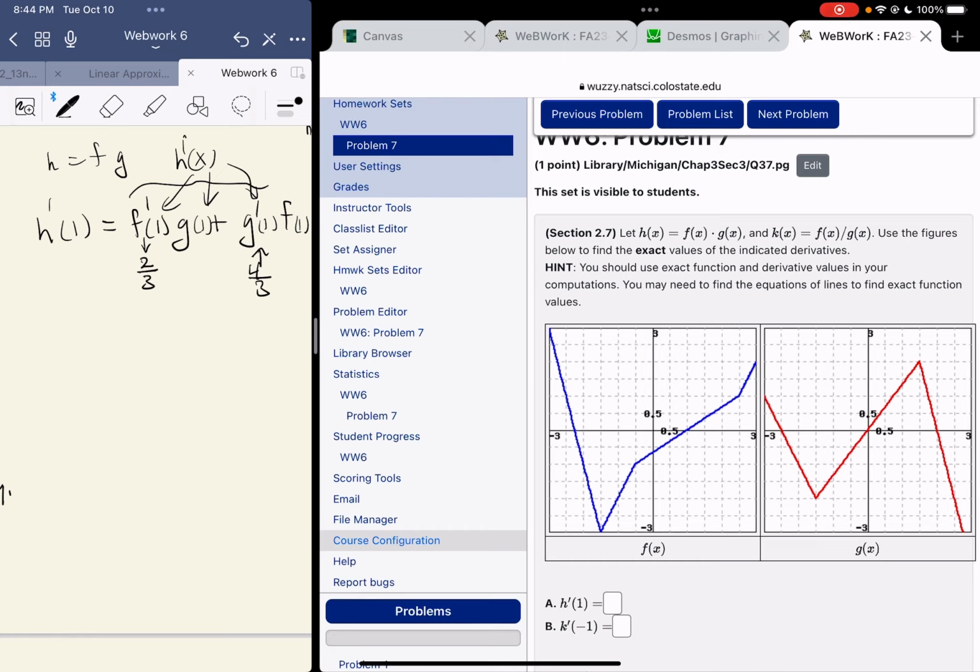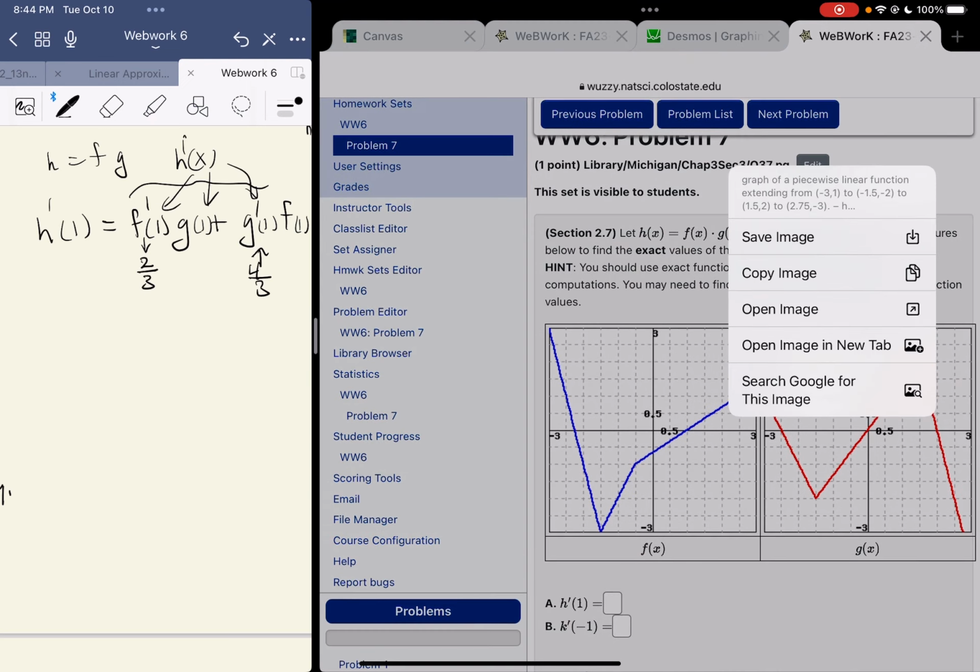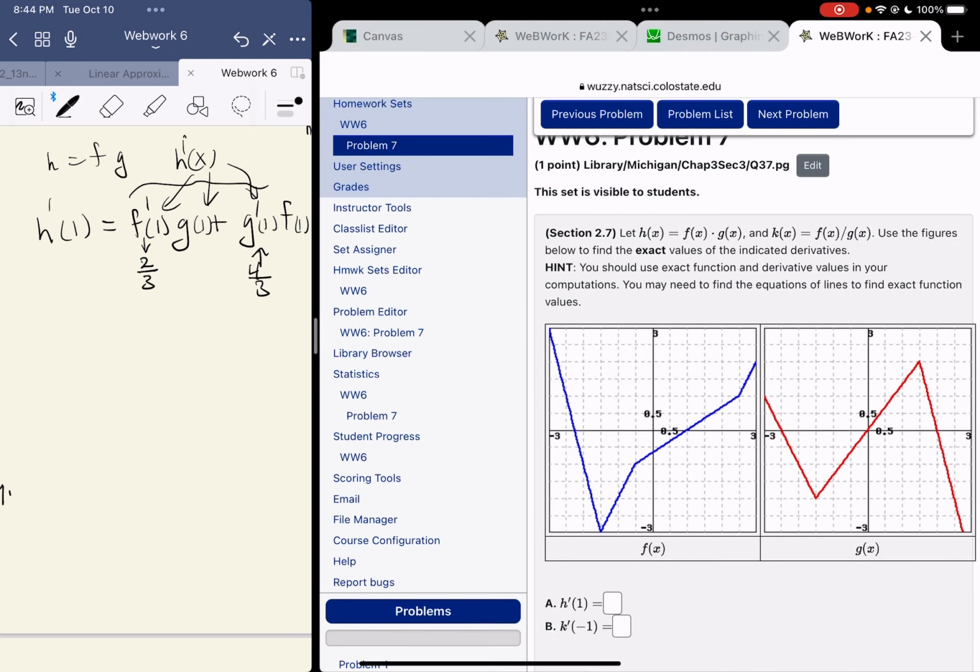Wait, is that right? Let me see, if that's 3, that's 2, that's 1. Oh, it says 1/2, I see. So 1, and that's 1/2, that's 1. So maybe like 1.25? That's kind of irritating that I have to guess, but fine. f at 1 looks like it's 0.